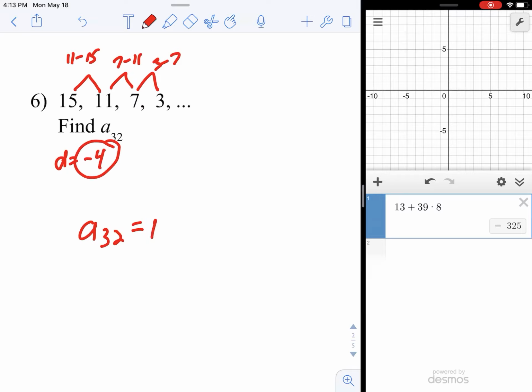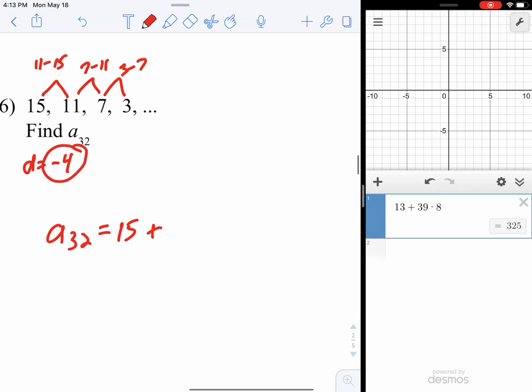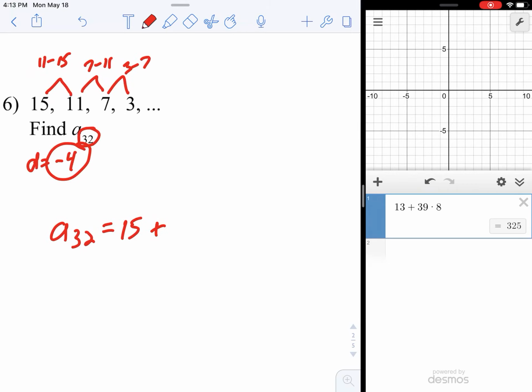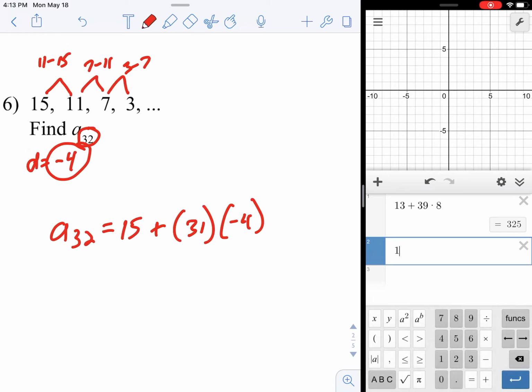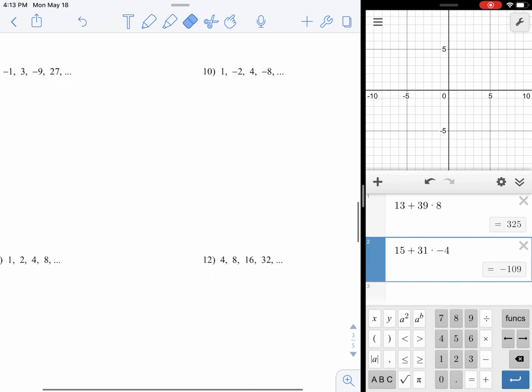So A1, which is 15, plus n minus 1. So the 32nd term is going to be 32 minus 1, that's 31, times d, the common difference, which is negative 4. So let me type that in. 15 plus 31 times negative 4. And negative 109 should be the 32nd number in that pattern. Let me scroll down to number 6 and see.